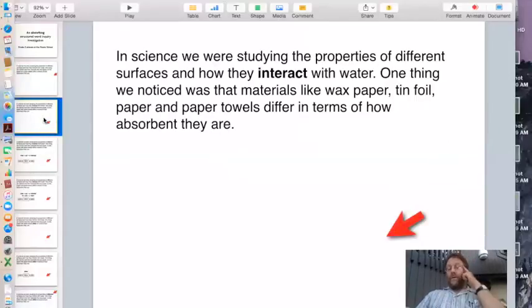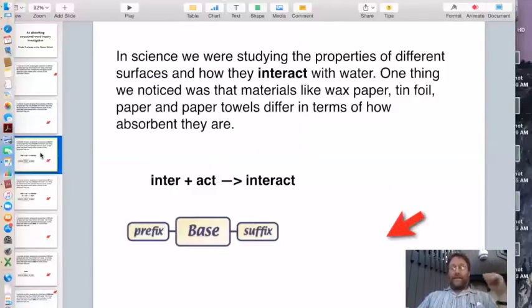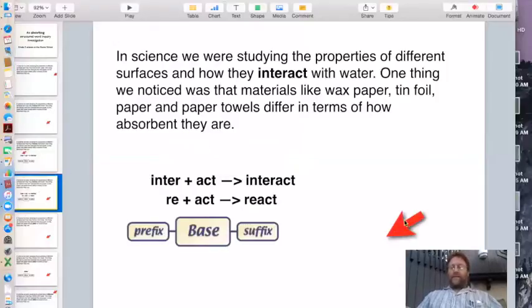Now, the first word they picked was interact. So, okay, let's check it out. And it was quite cool. They saw the act base. And we talked about interact and what that meant. And someone else helped us by talking about the word react. So that was quite nice.